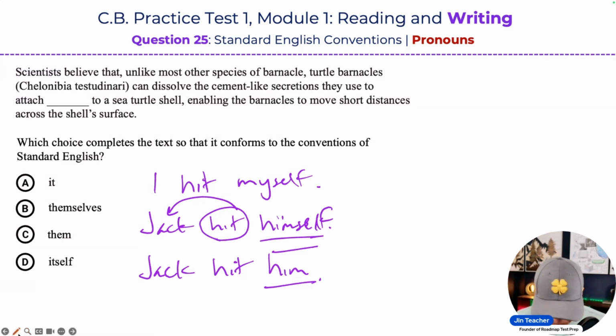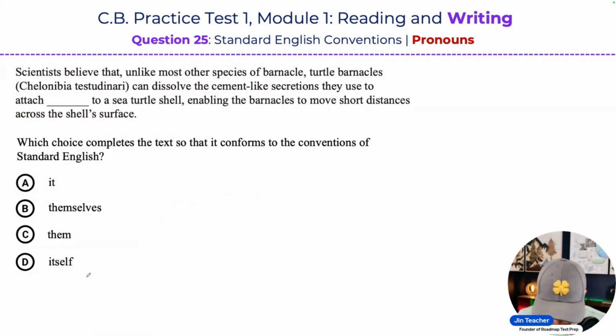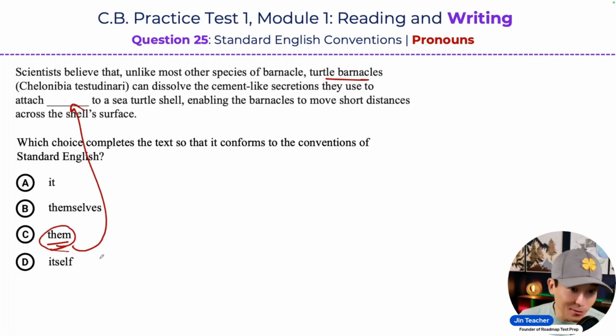So now, if you plug in answer choice C here, if it says the turtle barnacles can dissolve the cement-like secretions they use to attach them, what are they attaching now? Attach them to a shell. What are they attaching? Are they attaching the turtle barnacles, or are they attaching something else? Well, if you plug in answer choice C, it means that they're attaching something else to the shell. But that doesn't make any logical sense.